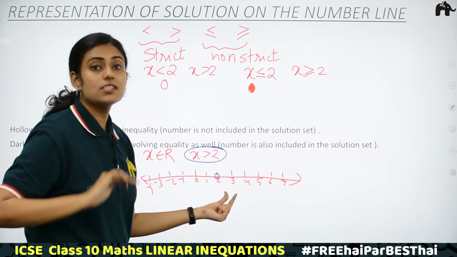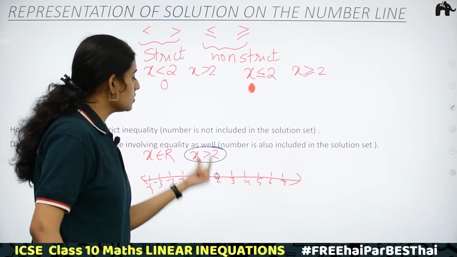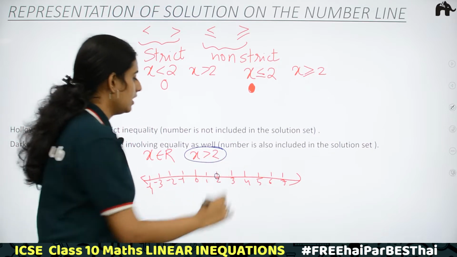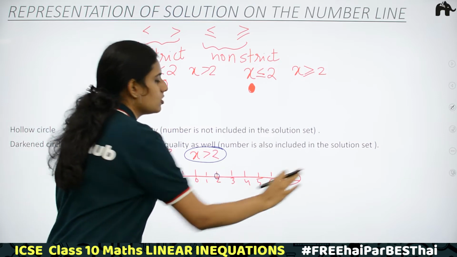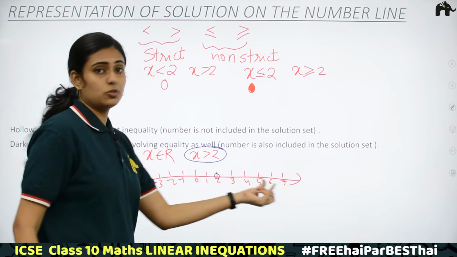This means 2 is not included. Any values of x greater than 2, here 3, 4, 5, 6, etc., are greater than 2. But we cannot mark hollow circles in this case because these points should be included.